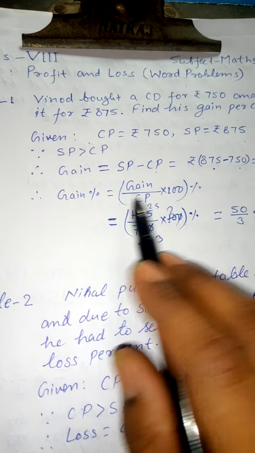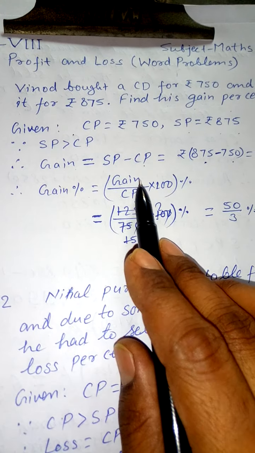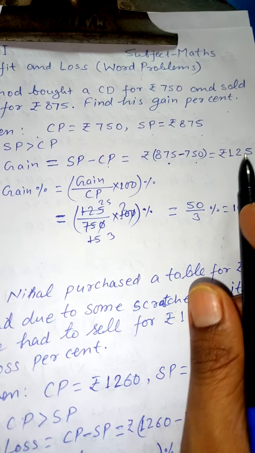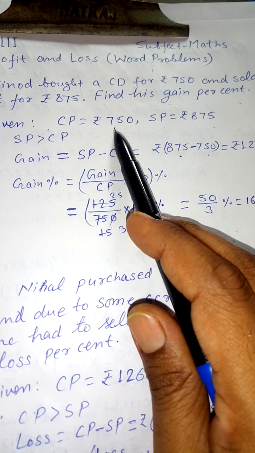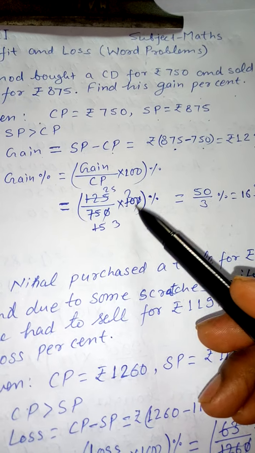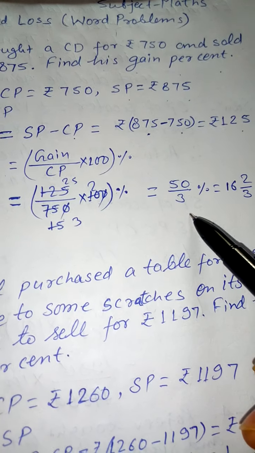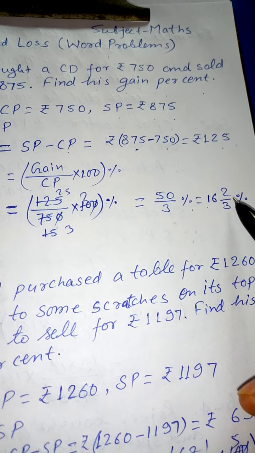Now we have to find out gain percent. Gain percent equals gain by CP into 100, and gain is 125 rupees by CP is 750 rupees into 100. After solving this, we get 50 by 3%. That is 16 whole 2 by 3%.